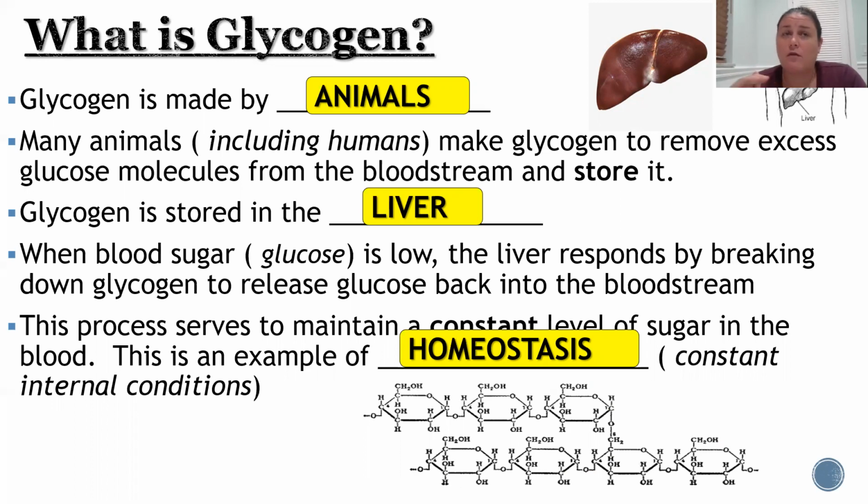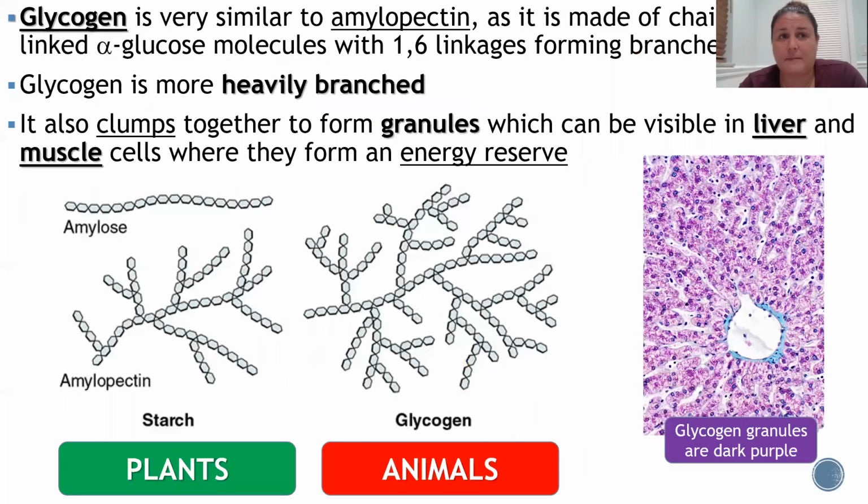And so for people who have diabetes, their blood sugar level is not being controlled. It's going really high or it's going really low, and it's not staying at a constant level, which leads to disease and symptoms. And with diabetes, if it's not controlled, it can lead to death.